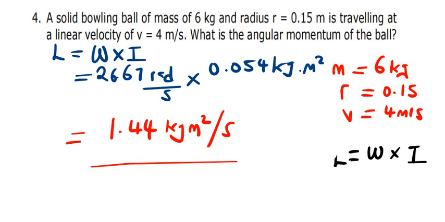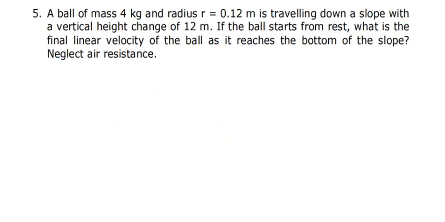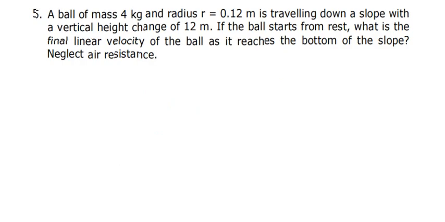So the ball's angular momentum about its center is about this. Now let's go to number 5. A ball of mass 4 kg and radius r equal to 0.12 meters is traveling down a slope with a vertical height change of 12 meters. If the ball starts from rest, what is the final linear velocity of the ball as it reaches the bottom of the slope? Neglect air resistance.